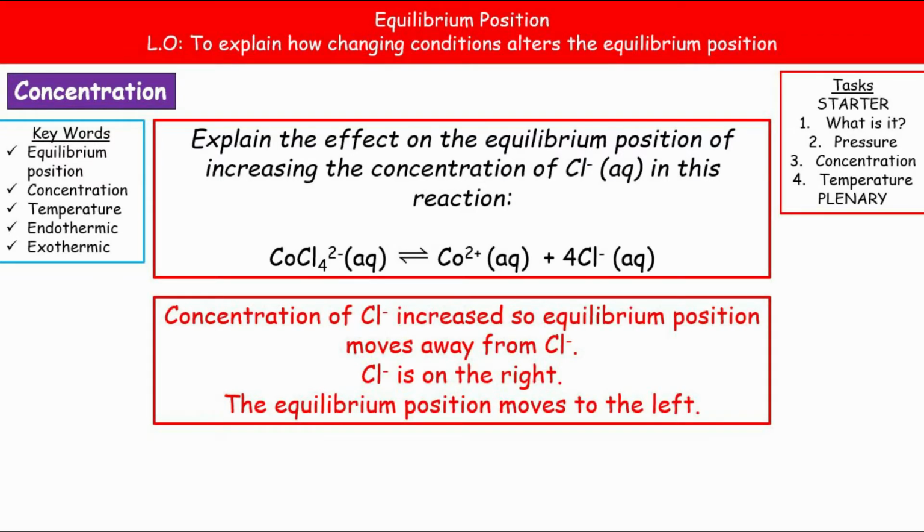Let's check that answer then. Hopefully we identified the fact that in the question it's telling us that the concentration of chloride ion, Cl-, is actually increasing. So if we actually look at our question, the chloride ions are on the right. We can see they're at the very end of that chemical equation. So if the concentration of chloride ions increases, the equilibrium position is going to move away from them. So because the chloride ions are on the right, the equilibrium position moves to the left. So give yourself a mark if you got that the equilibrium position moves to the left.